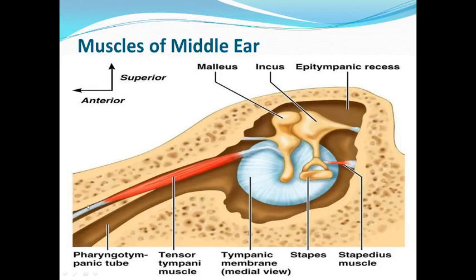You can see this tensor tympani lies in a bony canal. When we discussed the anterior wall of the middle ear, you know that it has two canals. The upper canal, or the superior canal, is the canal in which this tensor tympani muscle resides. Now this is open at its lateral end on the anterior wall of the middle ear.